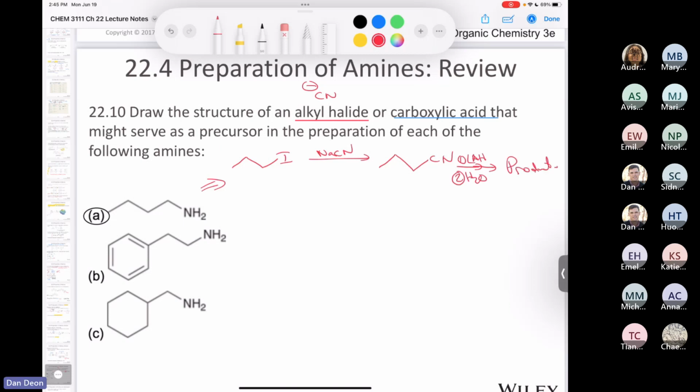Okay, whereas if we want to do it from a carboxylic acid, in that case, we'd need a 4-carbon carboxylic acid, so butanoic acid. In step 1, we're going to treat it with thionyl chloride. That makes the acid chloride. Step 2, we're going to treat it with excess ammonia. That makes the primary amide. And then in the last 2 steps, we just reduce it with LAH and then treat it with water for the workup, and that gives us the product as well.